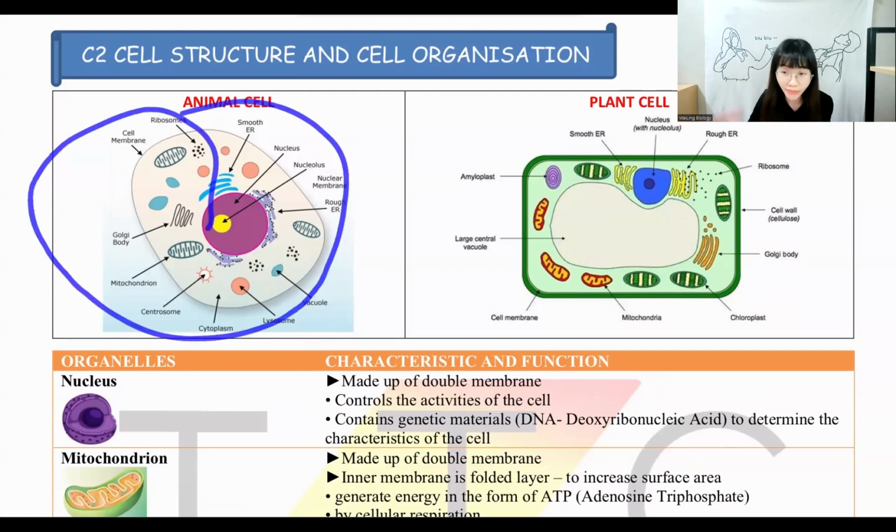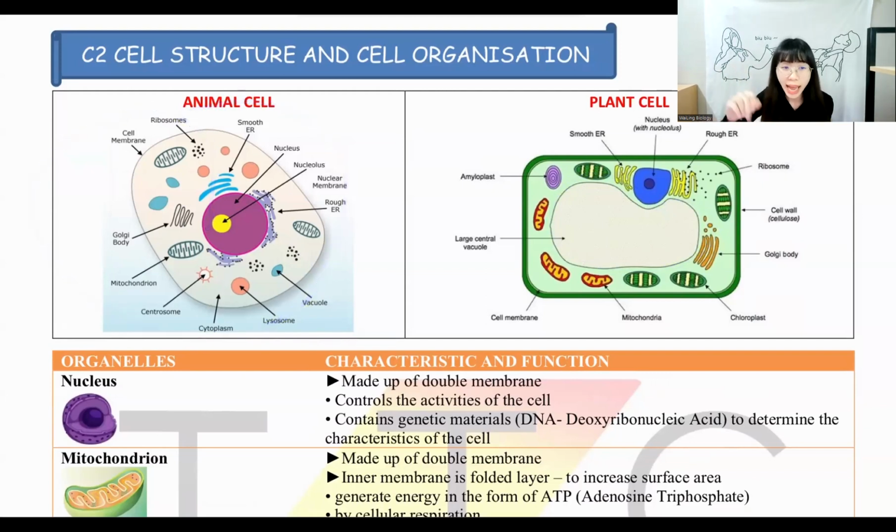Animal cell, they also have vacuole, just that the vacuole is smaller and numerous. They have more. Okay, this is the vacuole. They have more of the vacuole, but it's smaller in size. This is the difference between animal cell and plant cell.